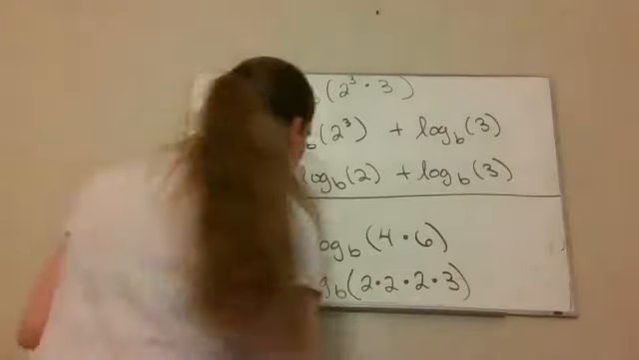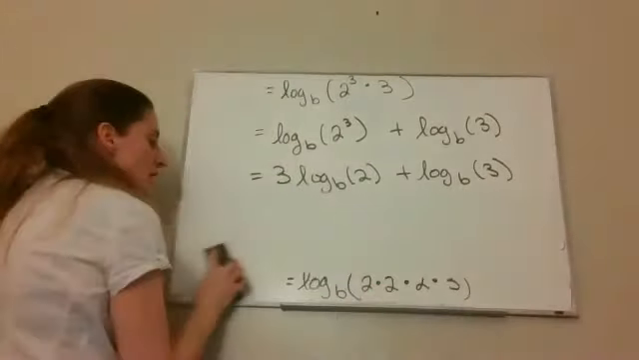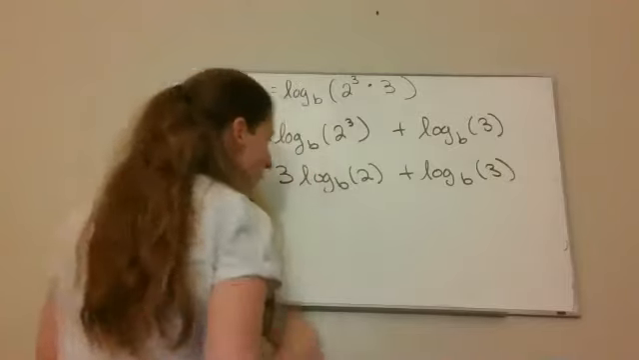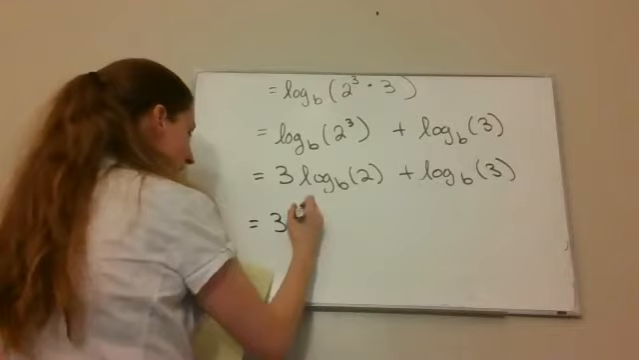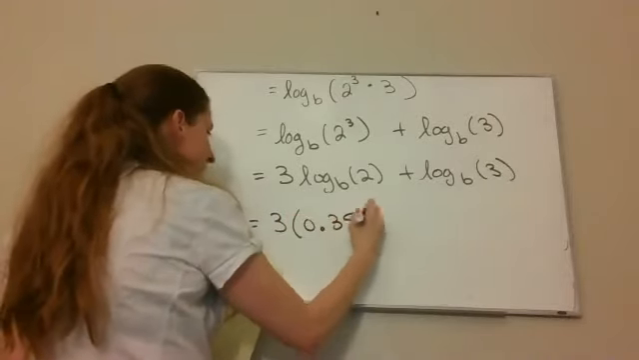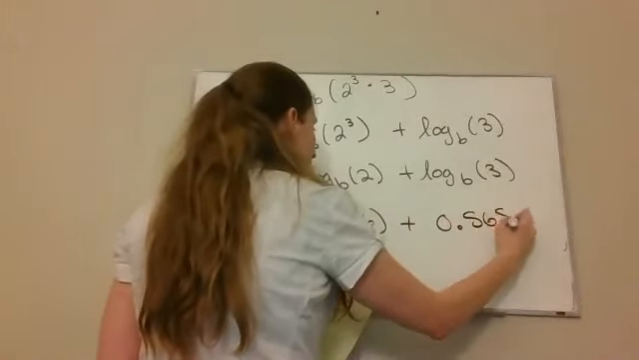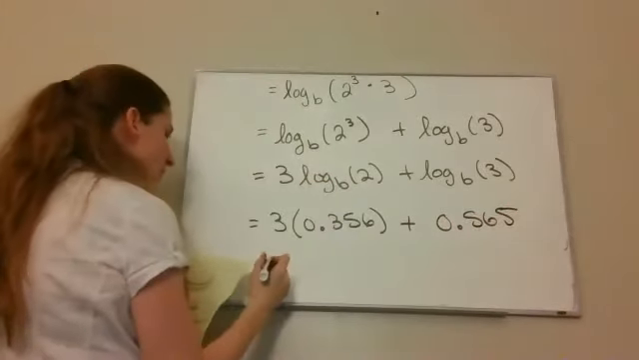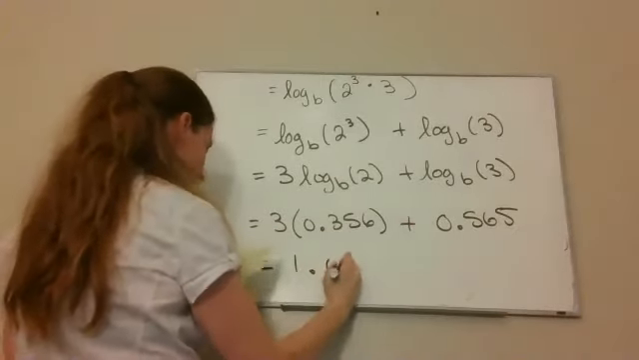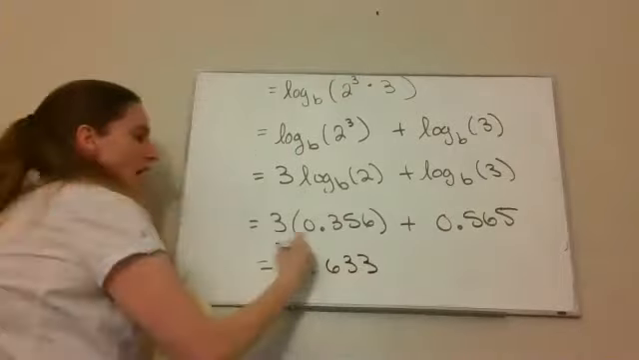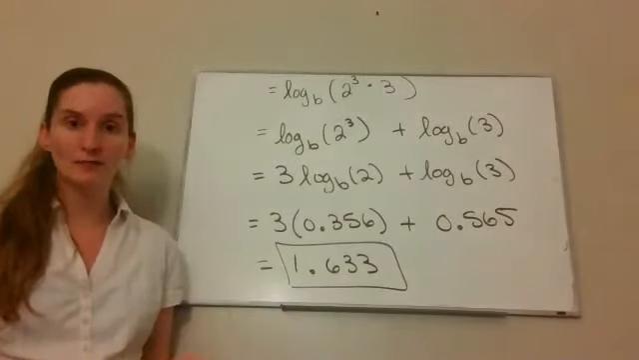And now we're in good shape because our problem gave us log base b of 2 and log base b of 3. So I can plug that information in to get 3 times 0.356 plus 0.565. And when I multiply these two and add this stuff together, I get 1.633 as my approximation of log base b of 24.